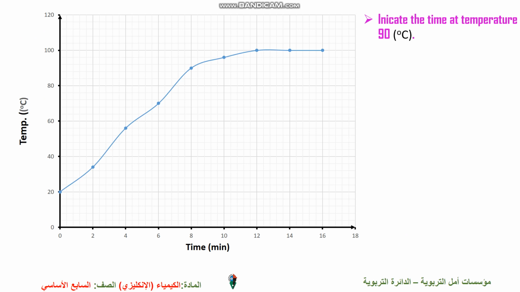So I have now the temperature 90 degrees Celsius. Where is 90 on the y-axis? Because it is the temperature, I should find it in the graph. So this is the temperature 90.